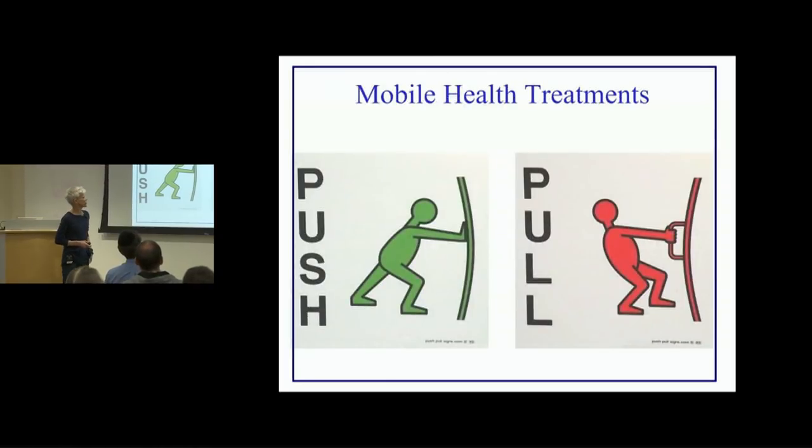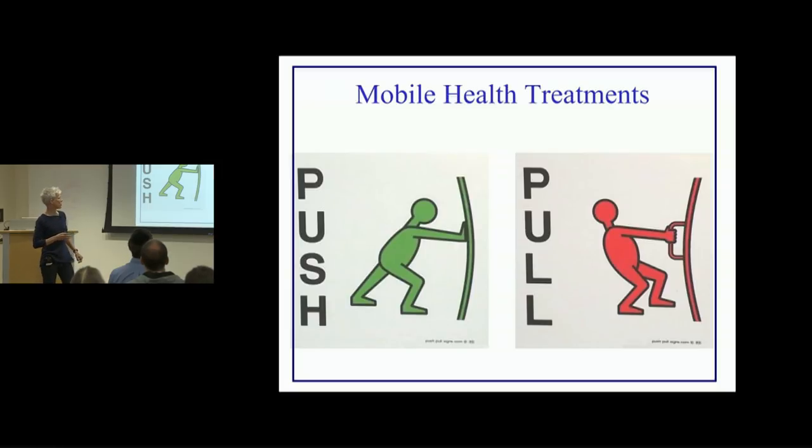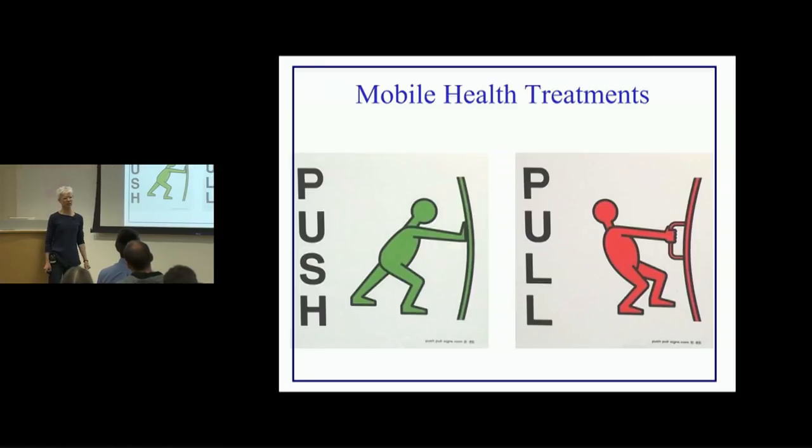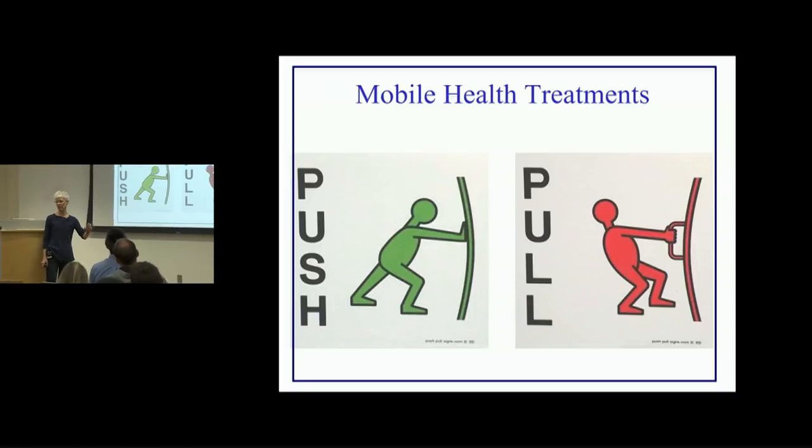Okay, so in mobile health, there's two types of treatments. In fact, every app normally has a ton of pulls. Pulls are where you recognize you need help. Say, for example, you're in recovery support for alcoholism. You recognize you're feeling a lot of craving. You go to your app and you see the nearest in time and space Alcoholics Anonymous meeting that you can go to. That's a pull.